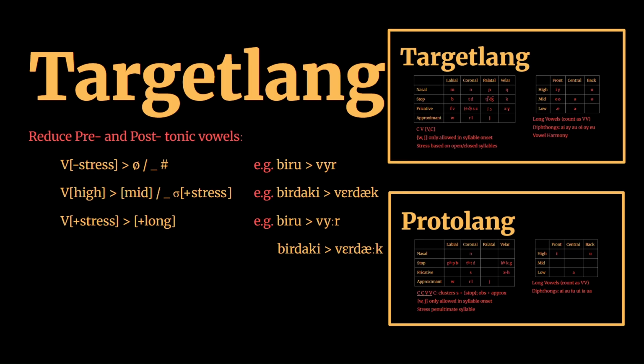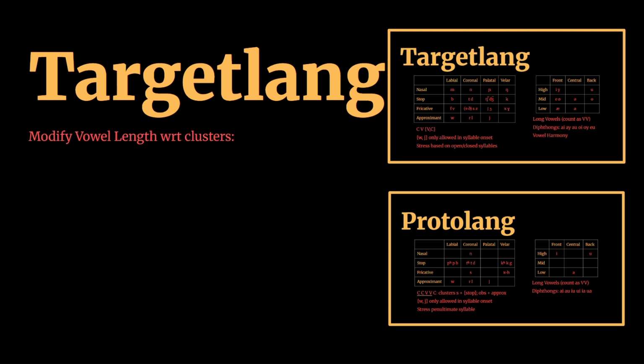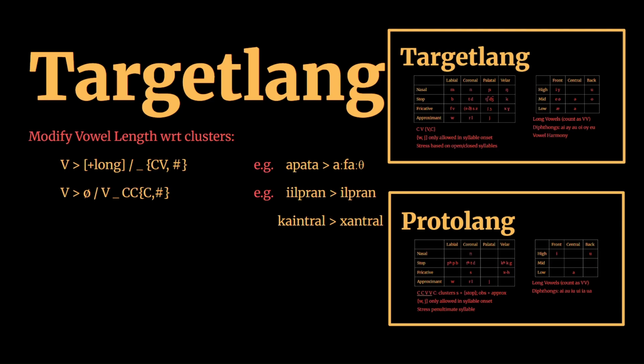We also should probably say that stressed vowels are lengthened. We might mess around with that a little bit later because I think I want length to be a distinguishing feature, but we'll leave this in for now. We should also modify vowel length with respect to clusters. Since this language is going to have a lot of variation in clusters, this could produce some interesting results. So a vowel will become long when it's in an open syllable, and it will become short when it has 2 consonants in the coda.